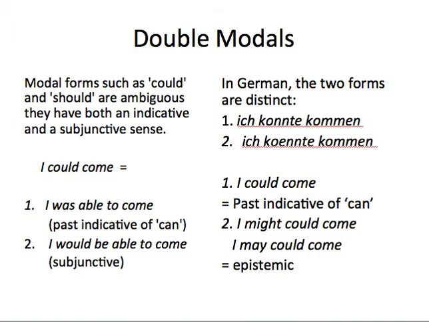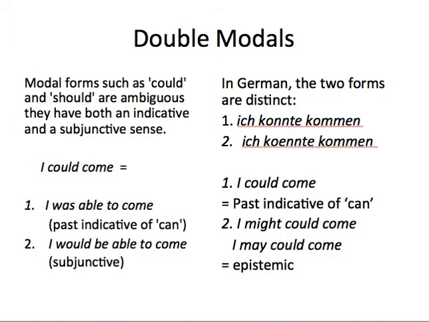So a sentence like "I could come" is ambiguous between the first meaning, I was able to come, the past indicative of can, and the second meaning, I would be able to come, subjunctive. So I could come if something happens, right? So in English, we have this ambiguity, which in other languages like German is actually captured by two different forms. So in German, we have two forms. These two forms are distinct.